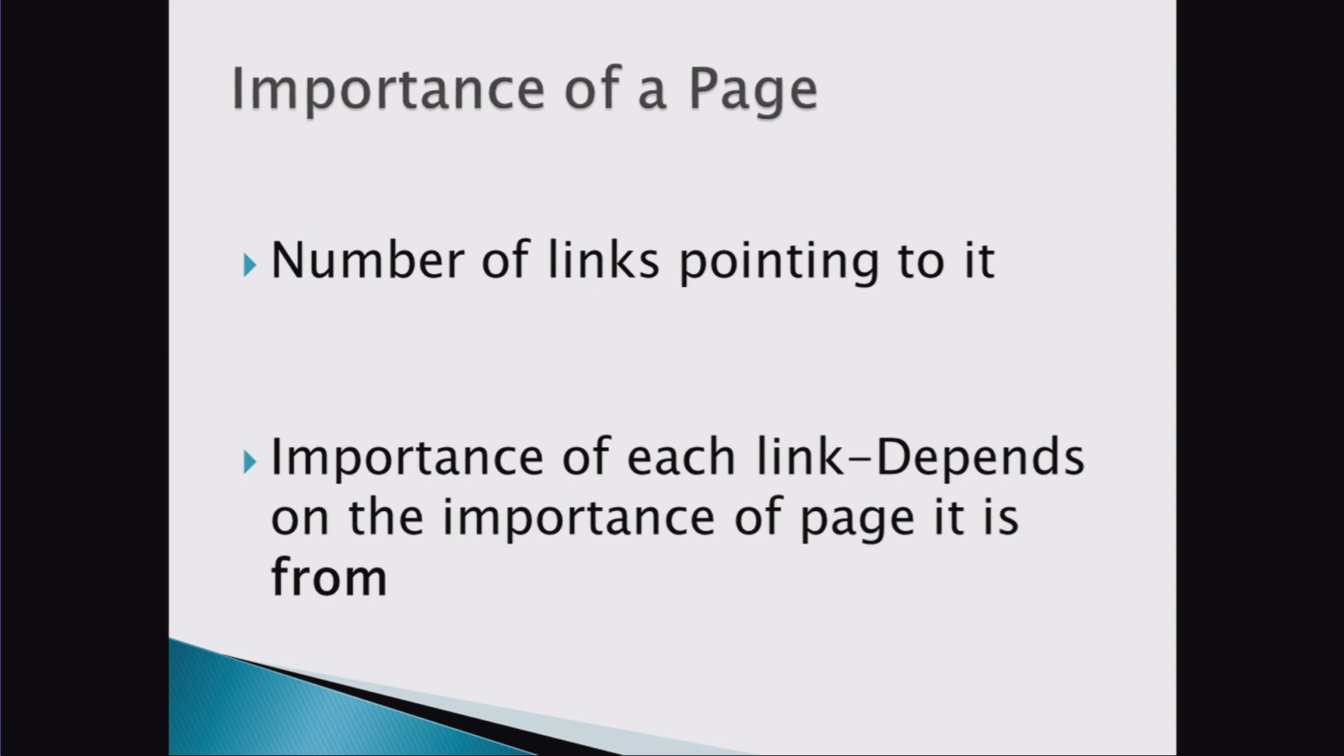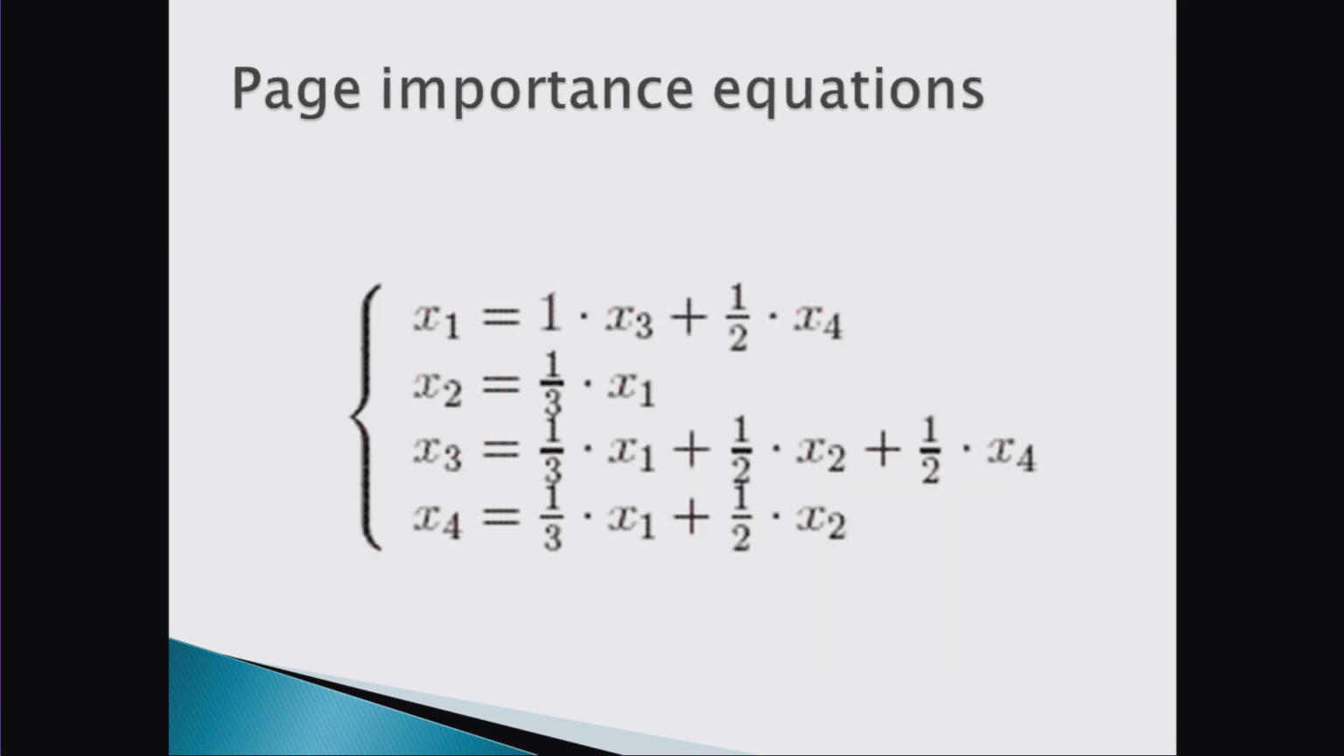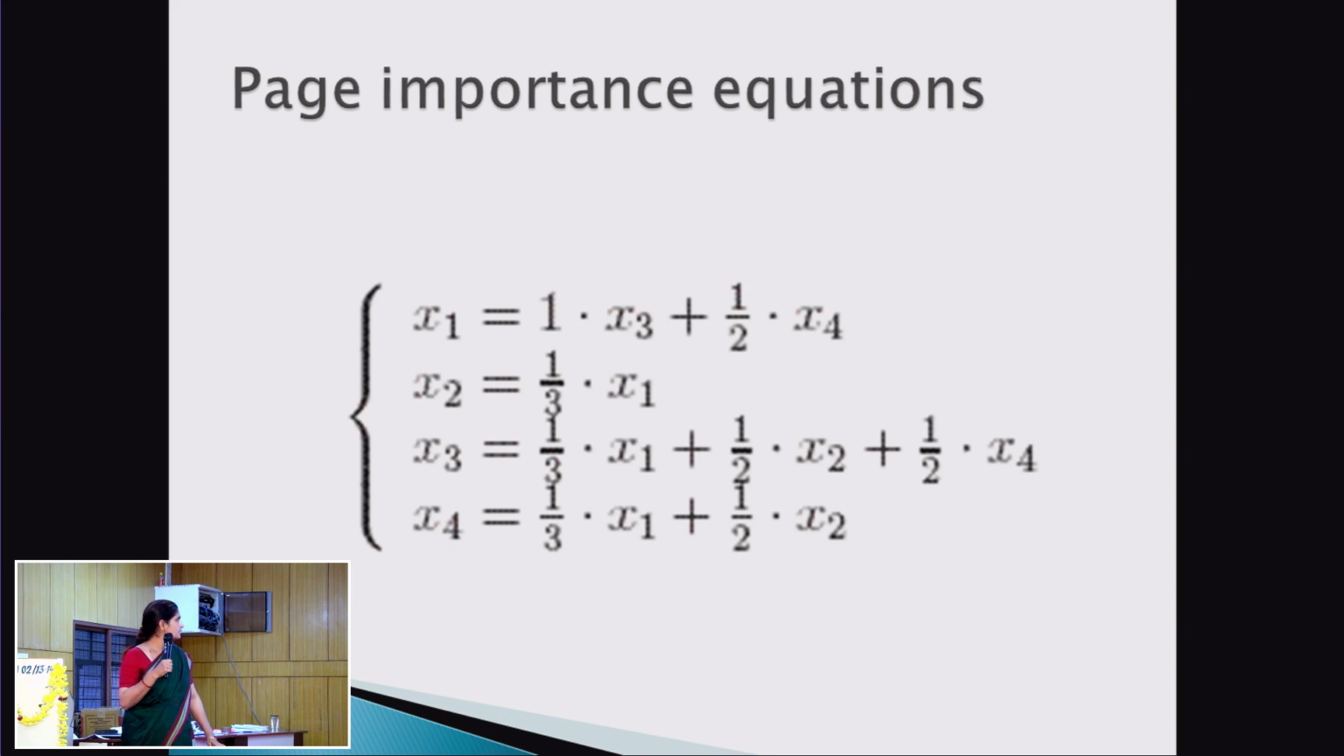Now let us take, we all like equations. Let x1, x2, x3, x4 be the importance of the 4 pages. x1 is the rank of the first page, x2 is the rank of the second page, x3, x4, and so on. Instead of calling it ranks, let us say the importance weightage, the weights for page 1, page 2, page 3, page 4. How did page 1 get its importance?